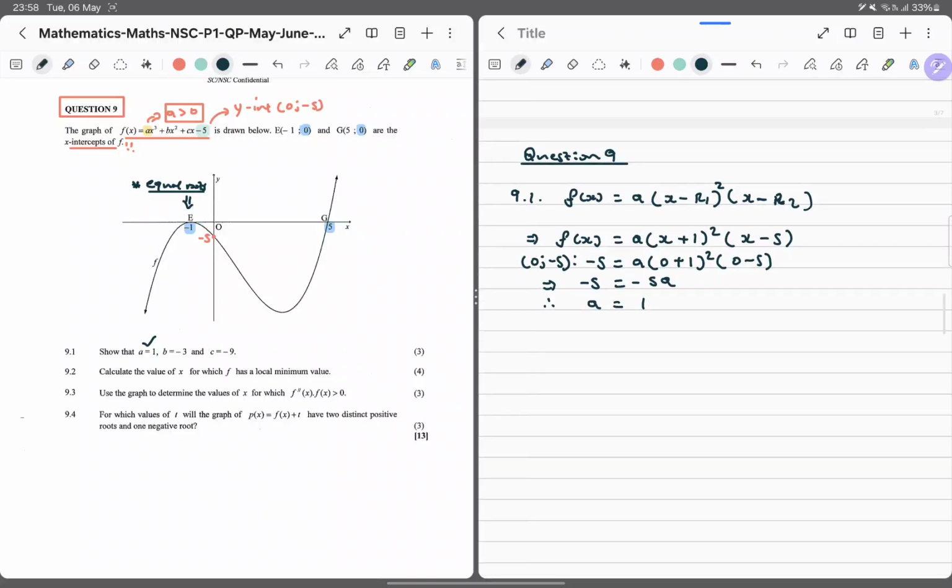But we just want to sort out this problem once and for all. So we can say then f of x is 1 into x plus 1 all squared into x minus 5. We then just FOIL this out. f of x is going to be x squared plus 2x plus 1, into x minus 5.